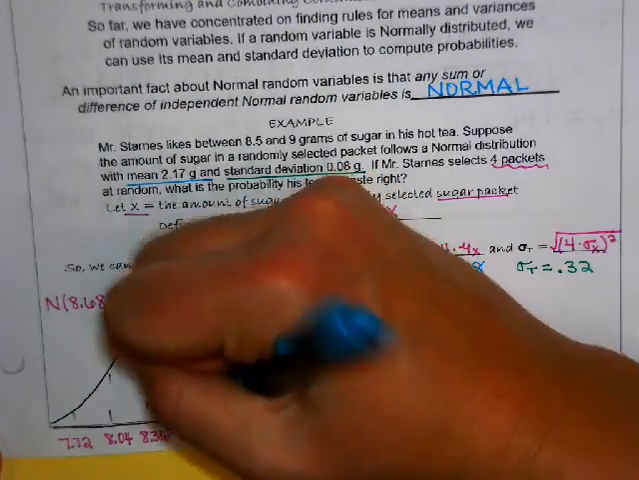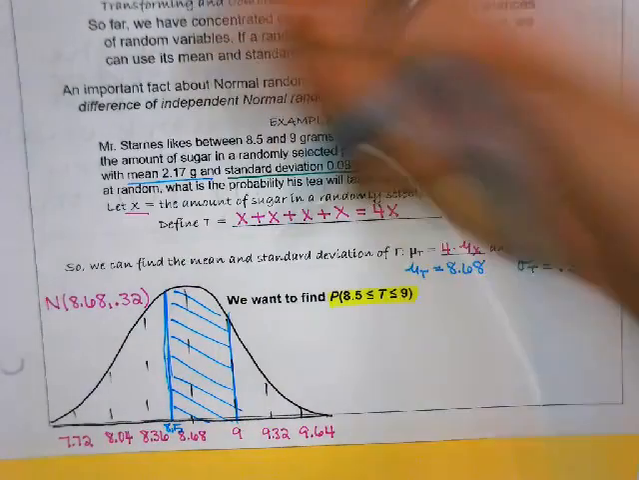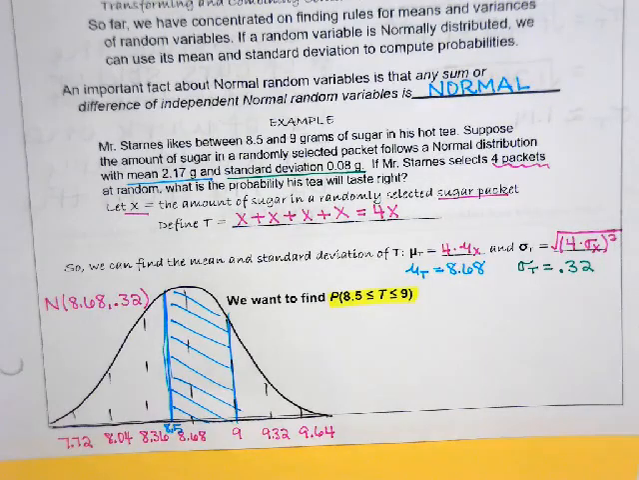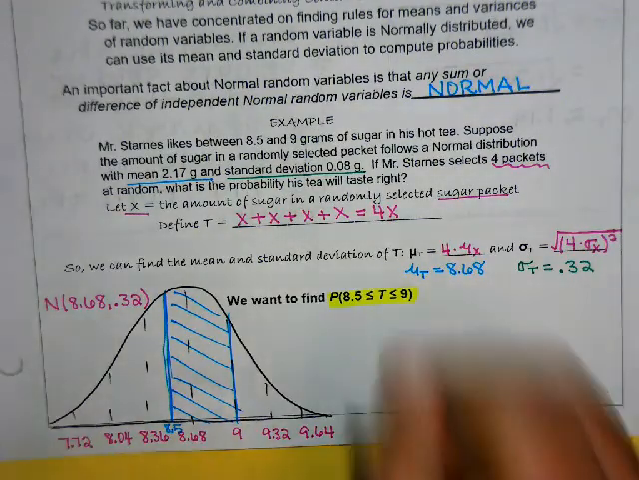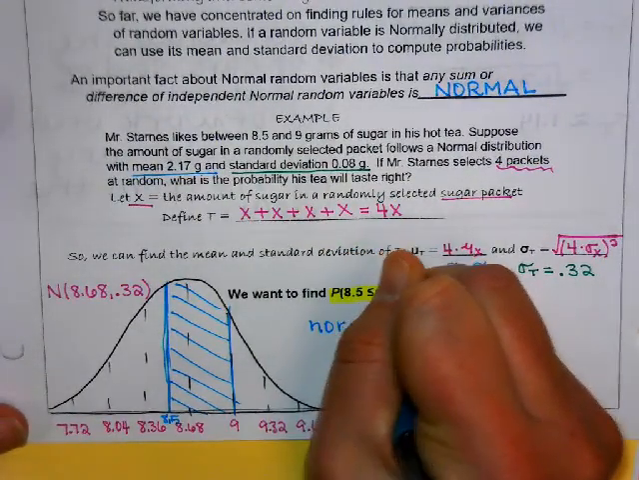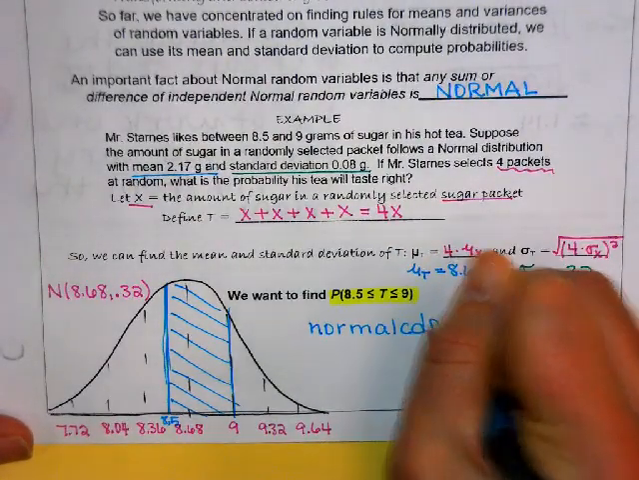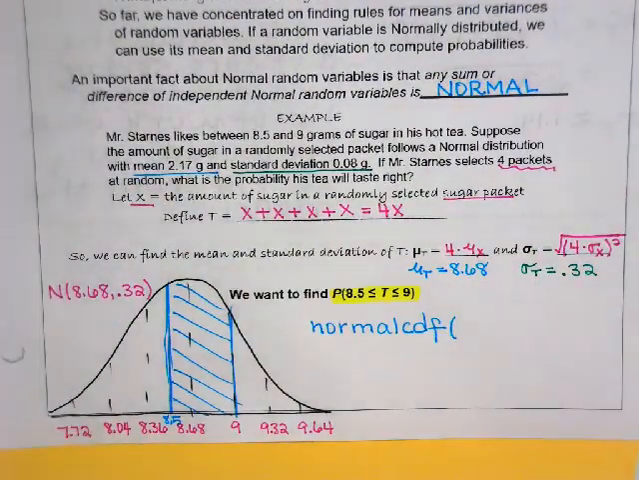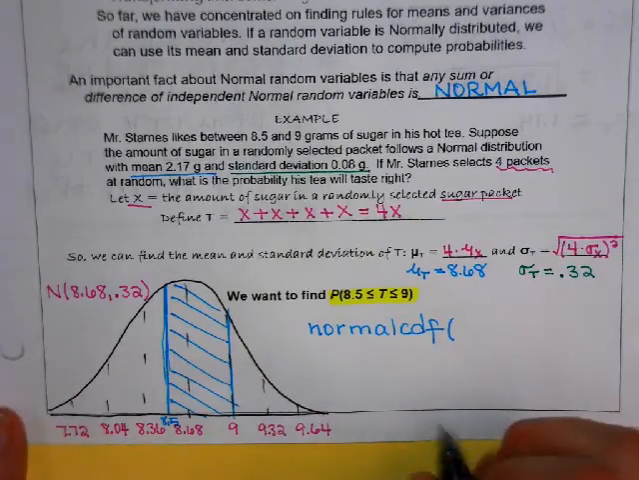What's our calculator function? Normal CDF. What's the lower bound? Upper bound? 9. Mean? 8.68. And standard deviation?